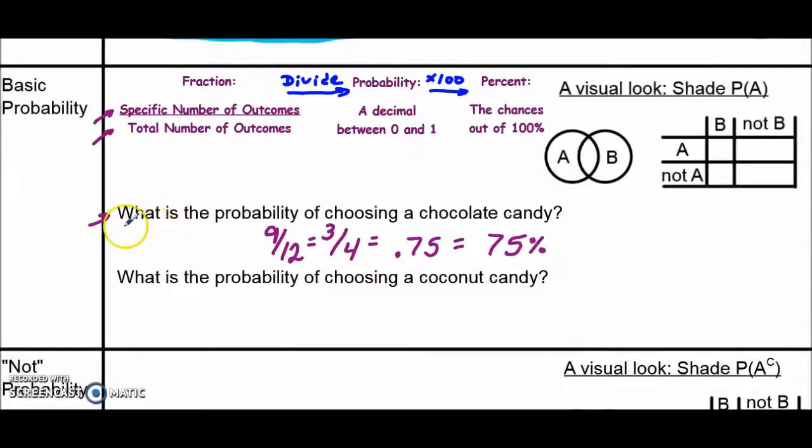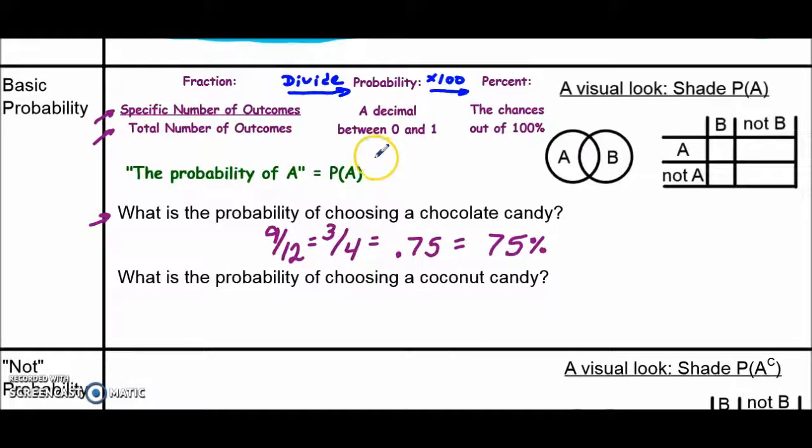We could keep writing things like, what is the probability of choosing a chocolate candy, over and over, but in math, we like to be precise and shorten things. So, there's a special way that we write down probability. Let's say something happened called A. Instead of writing the probability of A happening, we could write P parentheses A, just like that. That means the probability of A.